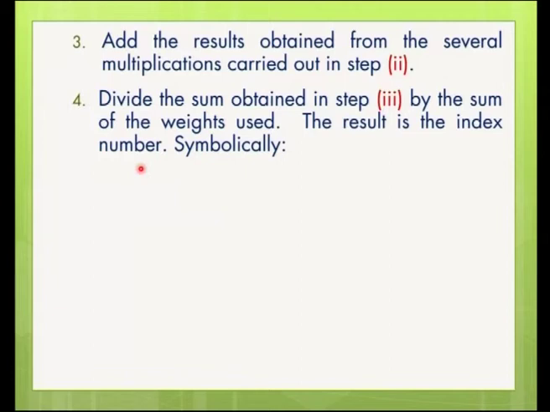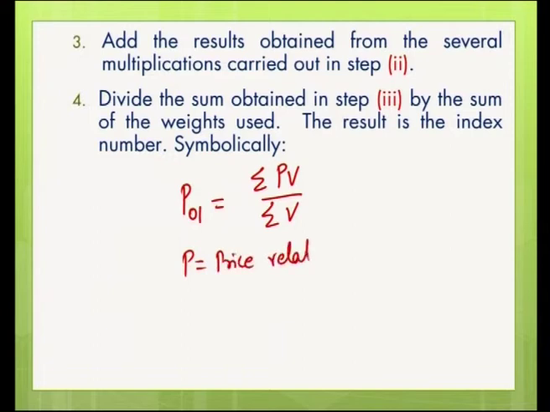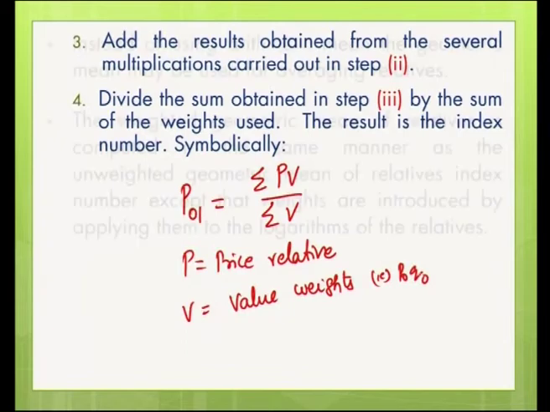So, symbolically we write it as P01 is equal to summation PV by summation V, where P is the price relative, price has to be found out, and then V is value weights. Actually it is P0 Q0 is the value. V is actually equal to P0 Q0.